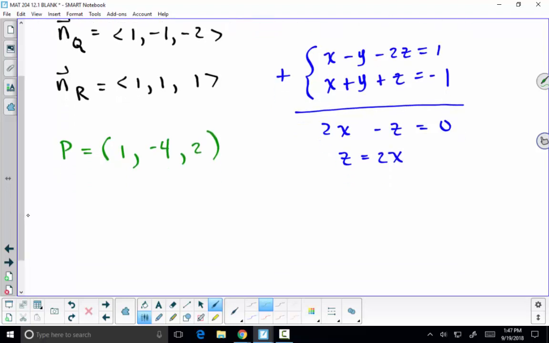So somebody give me another point. Let's show that it does not matter which point we pick. What's another point? What x value? 20. No!